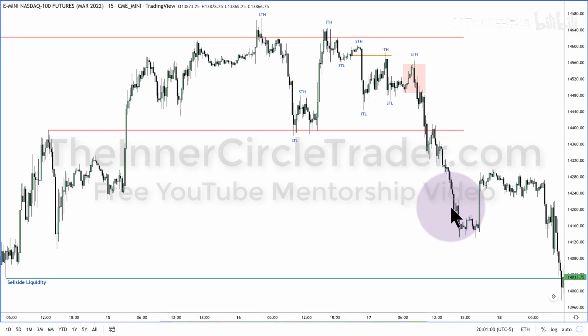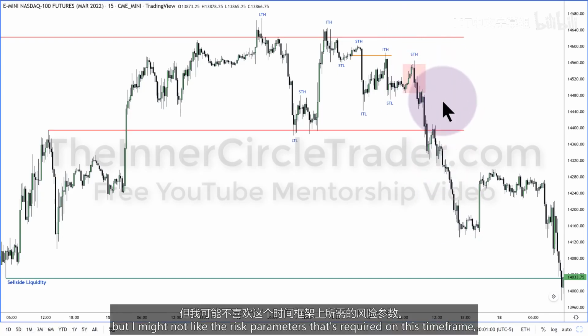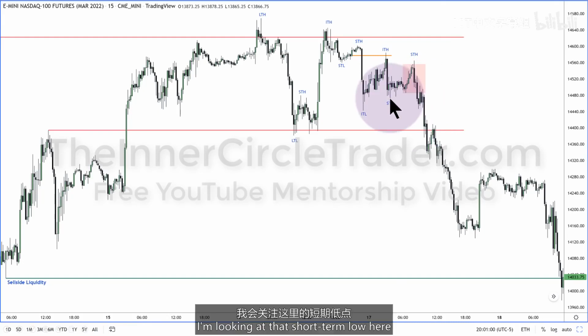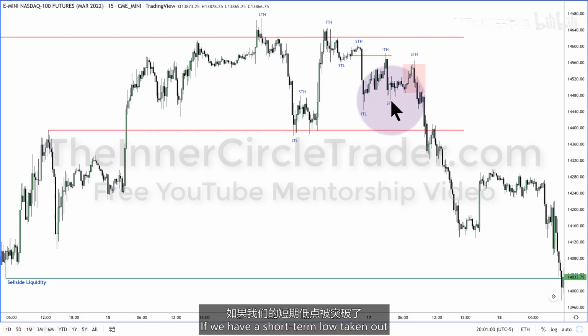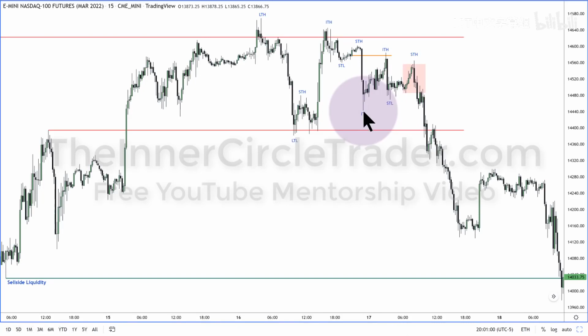Now, the 15-minute time frame, that's the bellwether. This is where it's going to give me the actual get in, get out. But I might not like the risk parameters that are required on this time frame. So I can go down into lower time frames. Should price go lower and break lower, I'm looking at that short-term low here and that intermediate-term low there. If we have a short-term low taken out and an intermediate-term low taken out, or just an intermediate-term low taken out, then we can go back to the previous long-term high, long-term low.